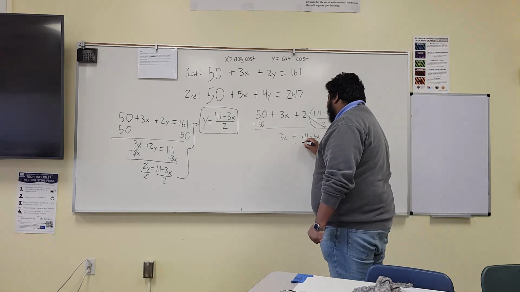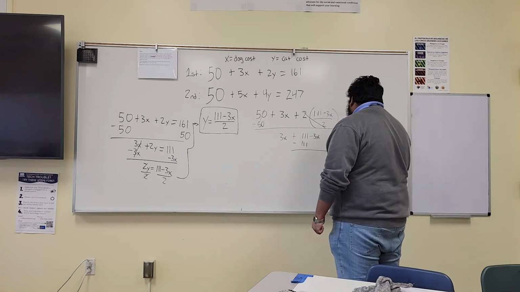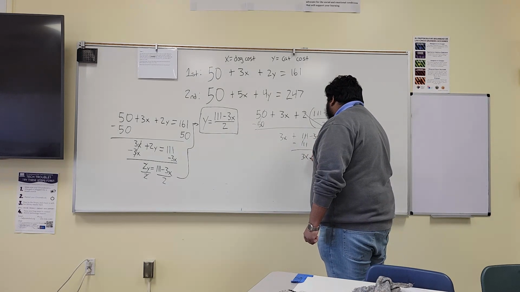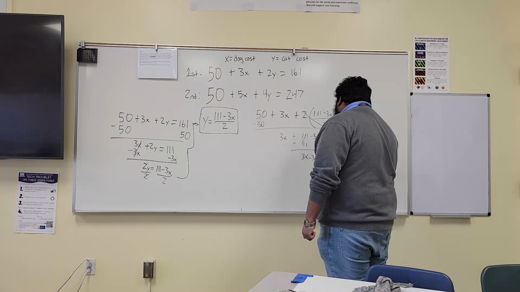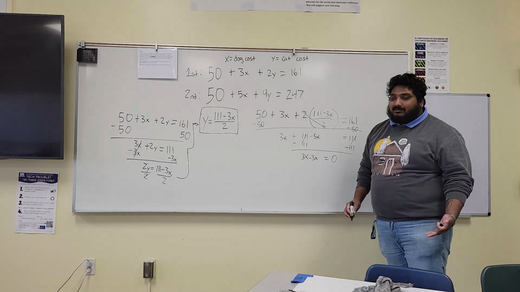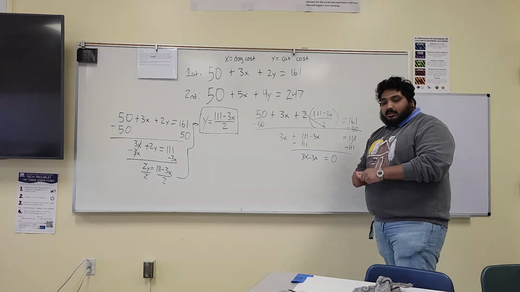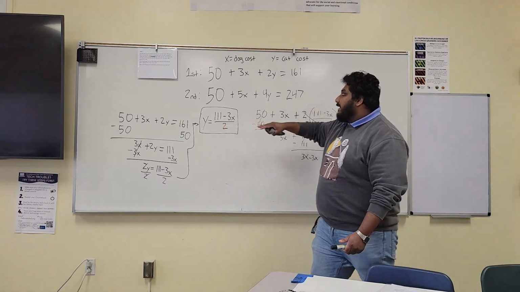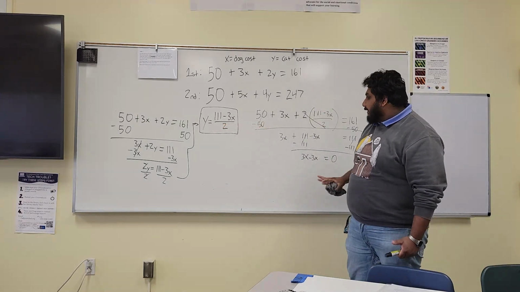Because if we subtract 111 from both sides, we get that 3x minus 3x is equal to 0, and that doesn't really solve for anything, so we can't do that. That's why if you use one equation to get something, you can't plug that value back into the same equation. This is what will happen.